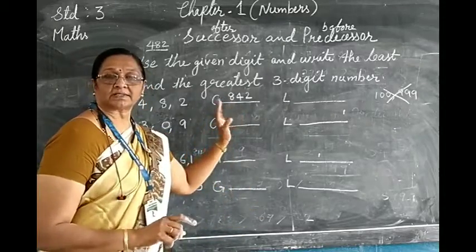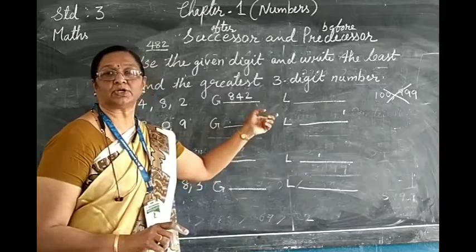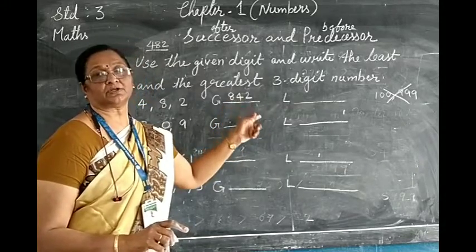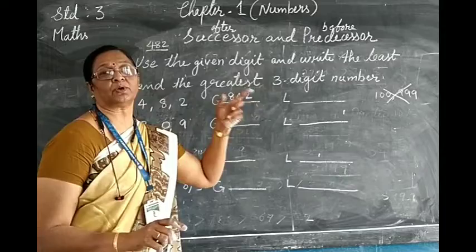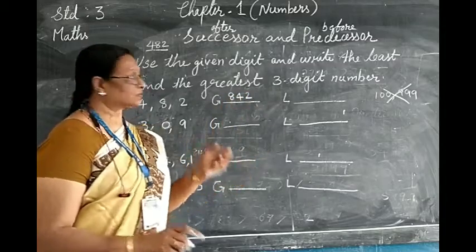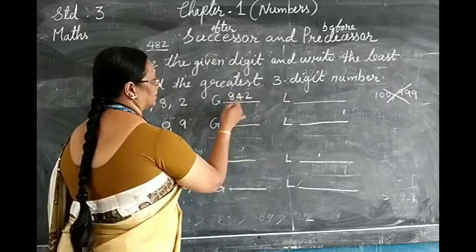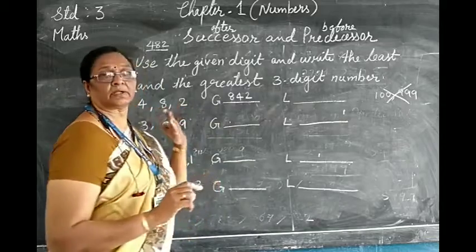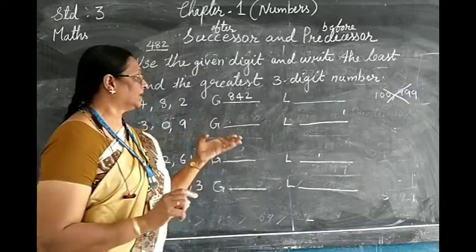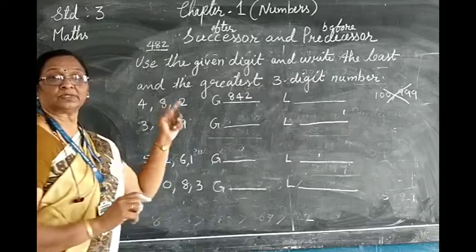You cannot read it as 8, 4, 2. If you put commas, it is going to be 8, 4, 2, one digit numbers only. So without putting the commas, you have to arrange according to the value of the number. Now tell me how to do the least one.